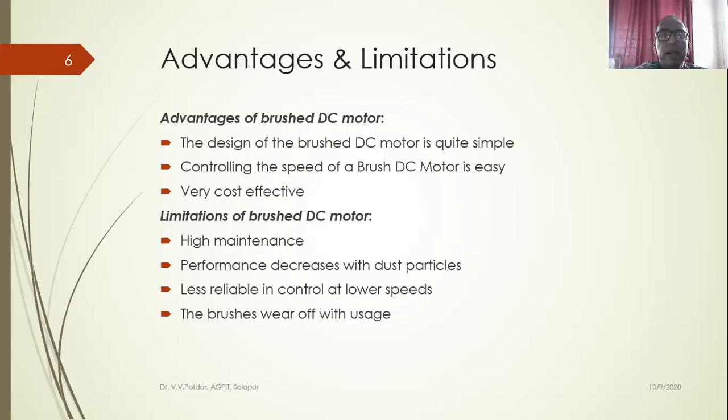Less reliable in control at lower speed. At lower speeds, we cannot execute appropriate control of this brush type DC motor. At higher speeds, you can control the speed effectively, but these are less reliable in control at lower speeds. And finally, the brushes wear off with usage. So we need to change the brushes frequently. Otherwise, I will not get appropriate functioning of this brush type DC motor.